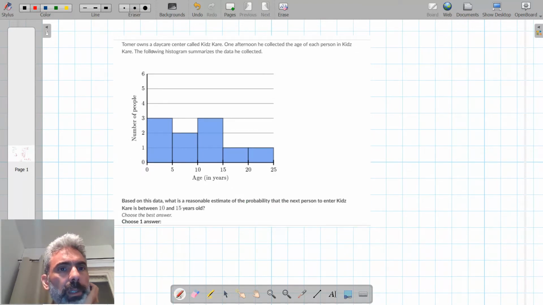Tomer owns a daycare center called Kids Care. One afternoon, he collected the age of each person in Kids Care. The following histogram summarizes the data he collected. So this is age in years, and this is number of people.